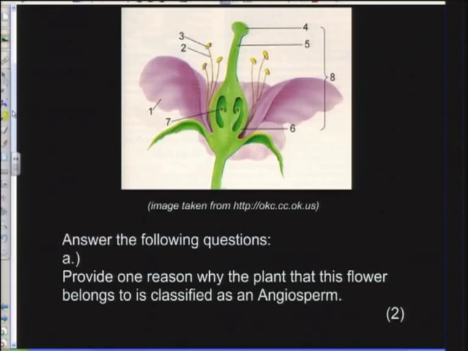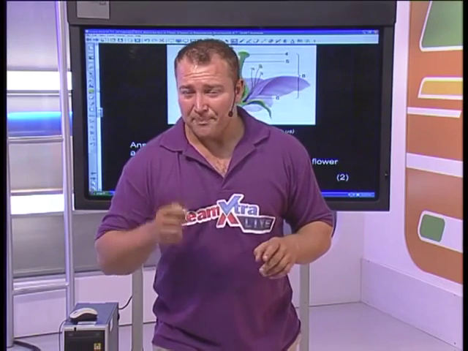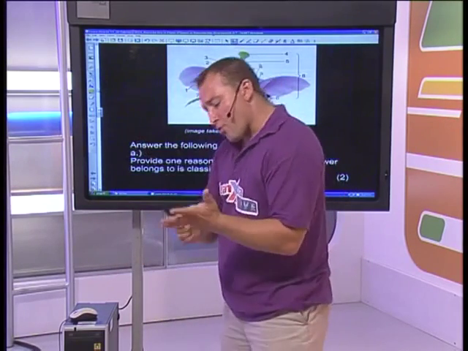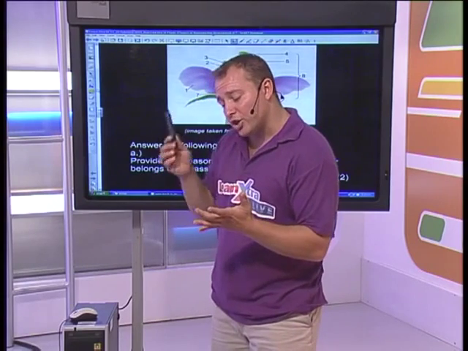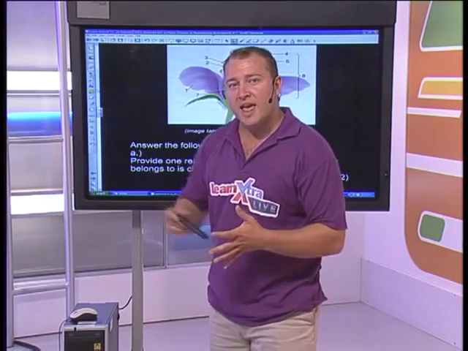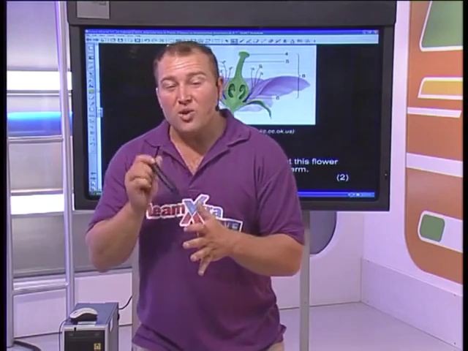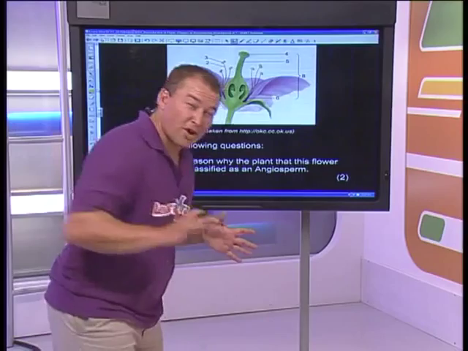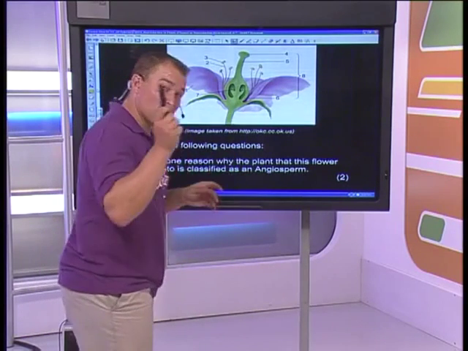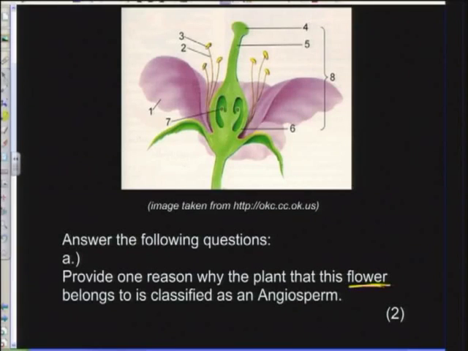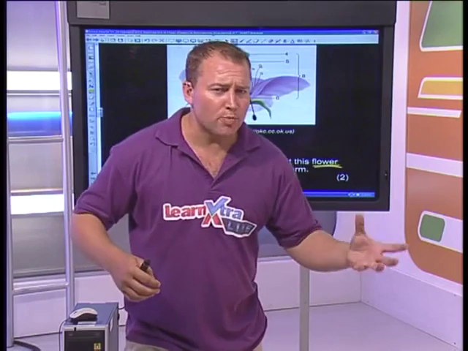Provide one reason why this plant, this flower, is an angiosperm. Can you tell me why that's an angiosperm? Remember we had a look at bryophytes, pteridophytes, gymnosperms, and angiosperms. This is the only one that has flowers. So don't let them confuse you by saying this here. This flower belongs to the classification of angiosperm. Angiosperm means flower.